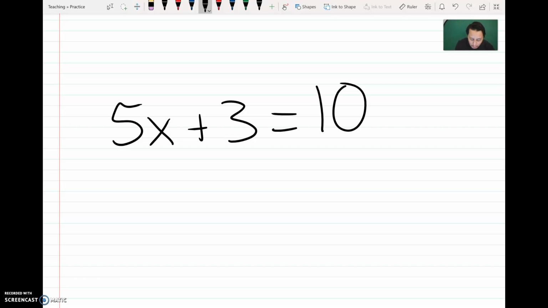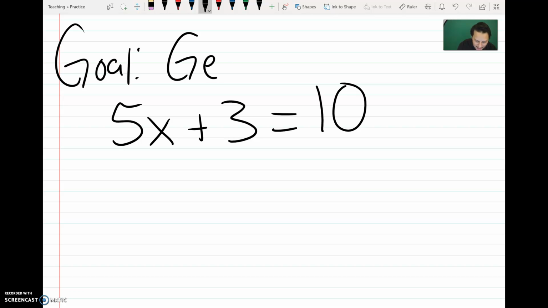It is math rules. Okay, so guys, what I'm seeing some people do is they want to say, okay, I want to get rid of this 5x. No, guys, remember our goal, and I'm going to write it again. Goal: get variable alone on one side.